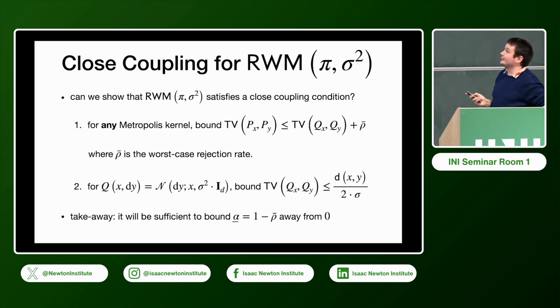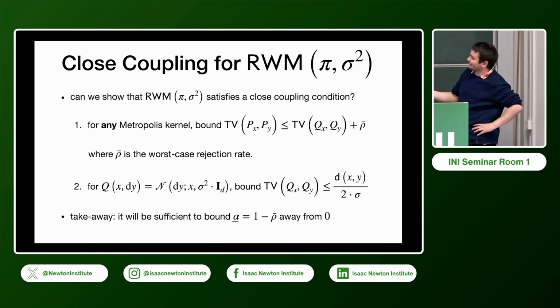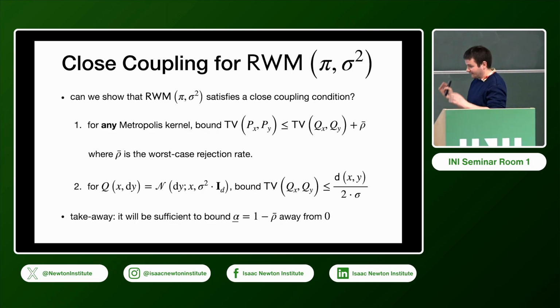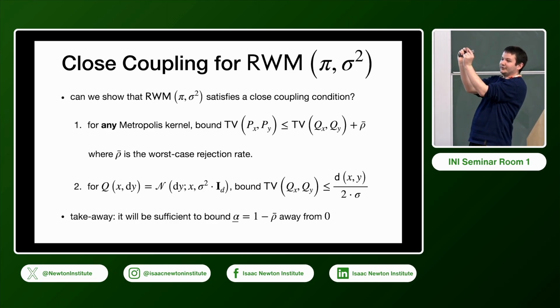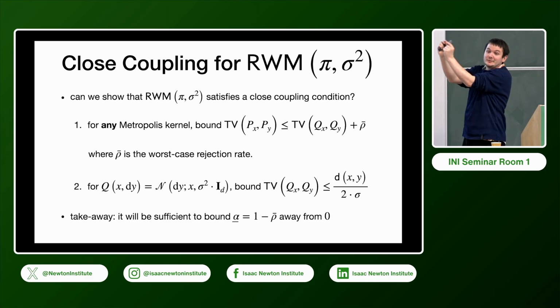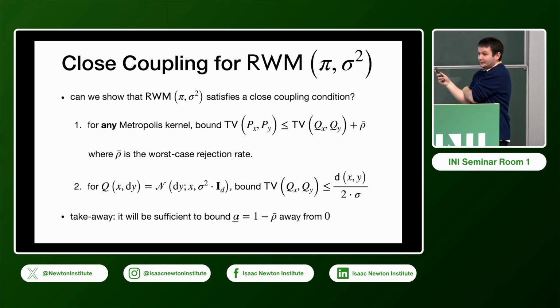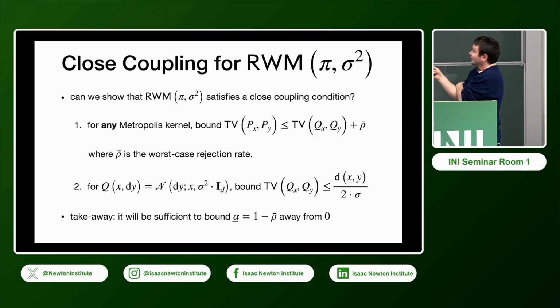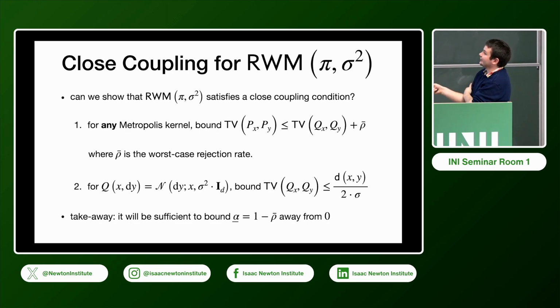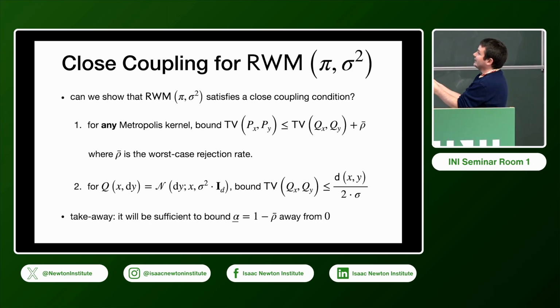Okay, so can we establish this for the random walk Metropolis? Can I show that if I have my random walk Metropolis, I have 2 points that are within about sigma of one another, can I make them meet in one step with a decent probability? We do this in a couple of steps, which are largely elementary, but I think quite nice. So the first step is that for any Metropolis kernel, we can bound the total variation distance between the kernels in terms of the total variation distance between the proposals and the worst case rejection rate out of any state. I'll be slightly more precise about that in a second.